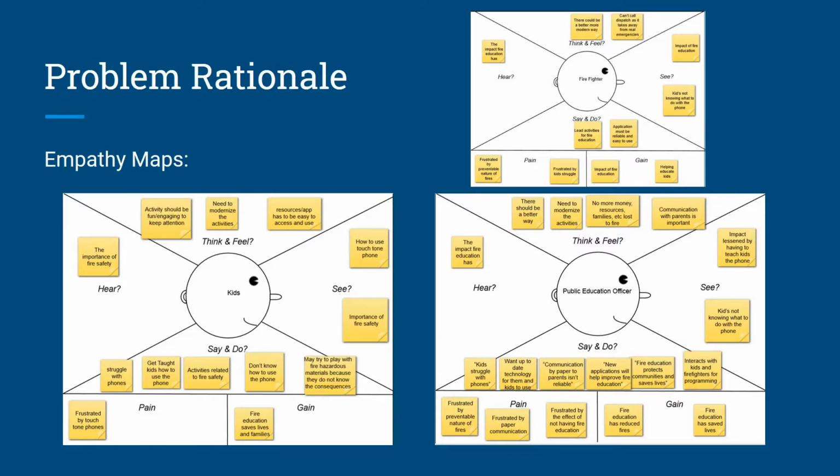Our empathy maps allowed more insight into the problem as well as the users affected by the problem. Fire safety and protective services wanted to modernize the activity and thought there should be a better way. This empathy map allowed us to understand the need for a solution and the impact that fire education has, as well as the struggle with kids using the phone. The kids' empathy map allowed us to consider what is most beneficial to them and what they are most familiar with.